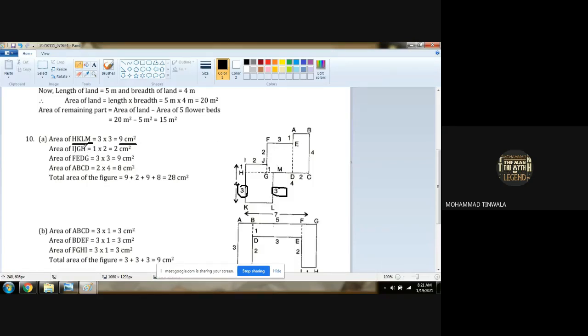IJGH. See, let me tell you one thing. This is to make you understand what the rectangles are and how we are finding the areas of the rectangles.